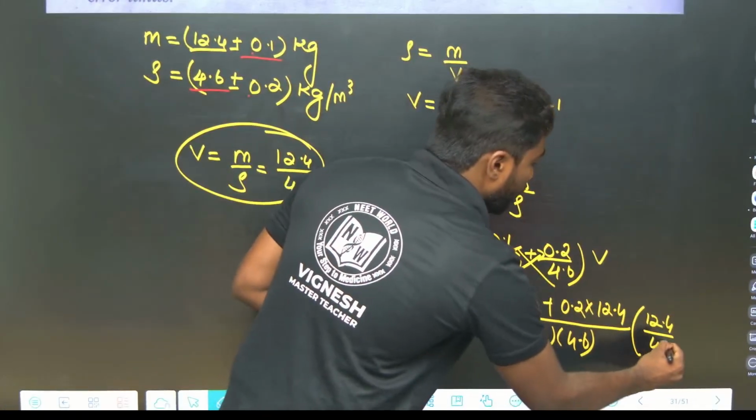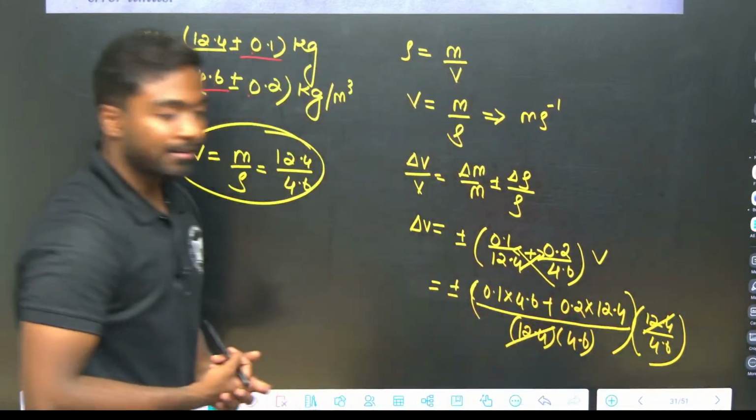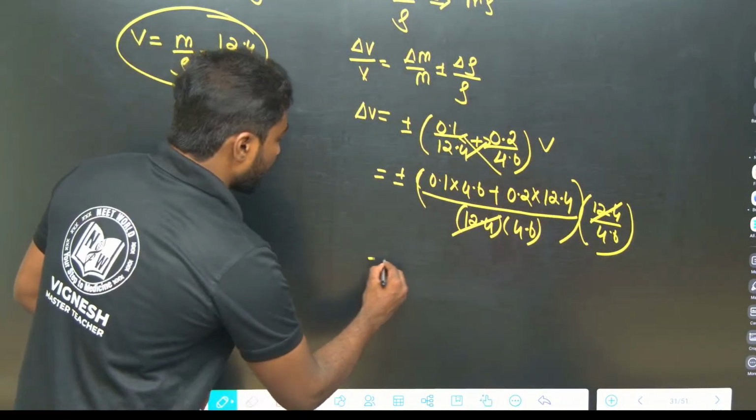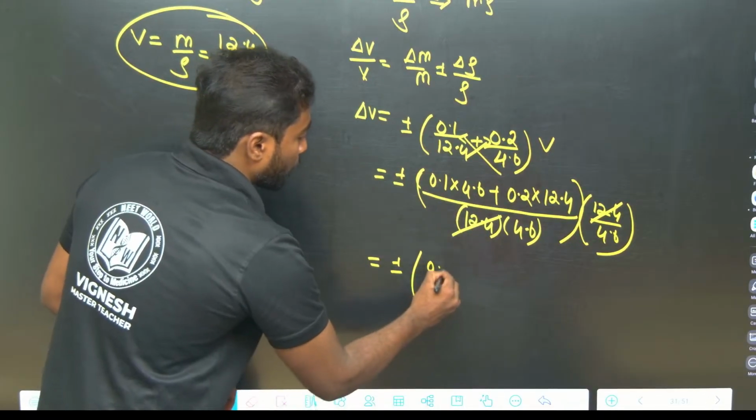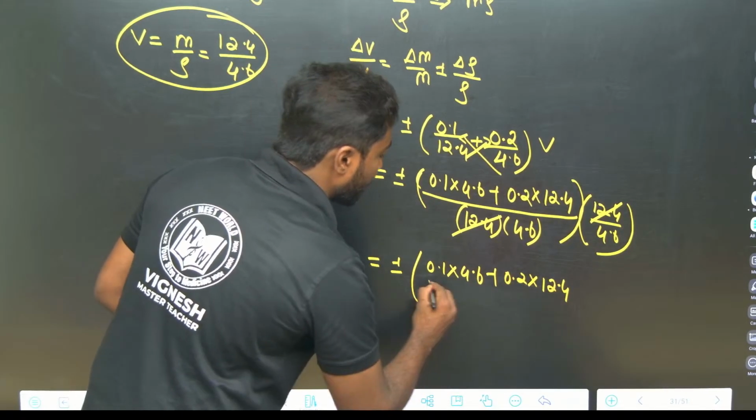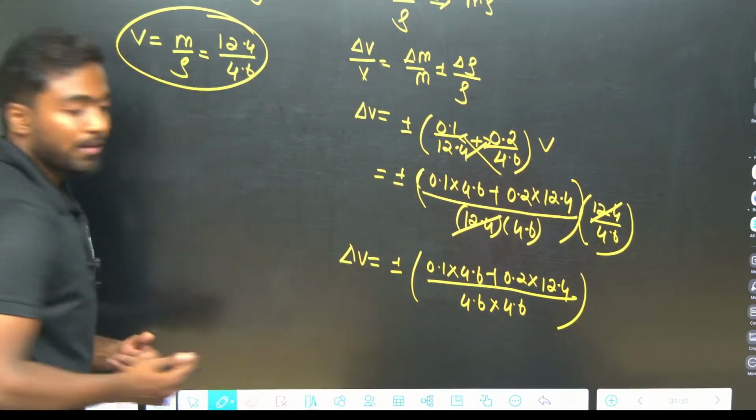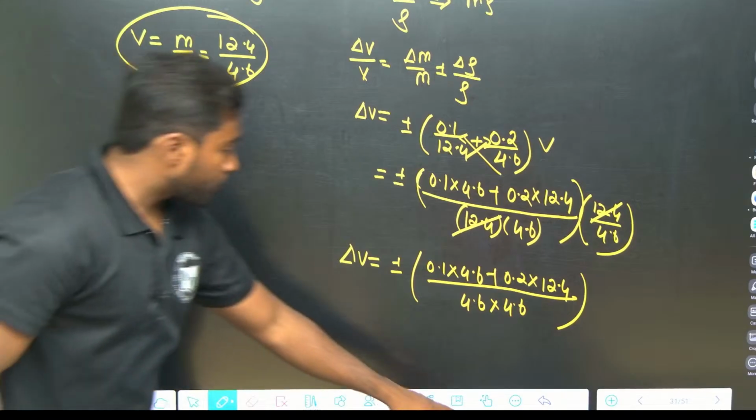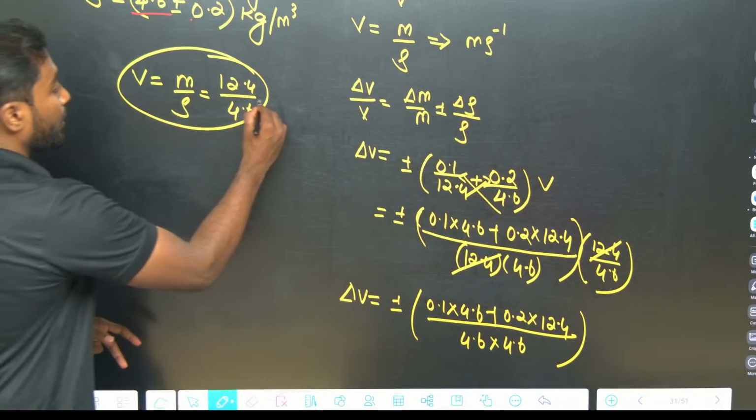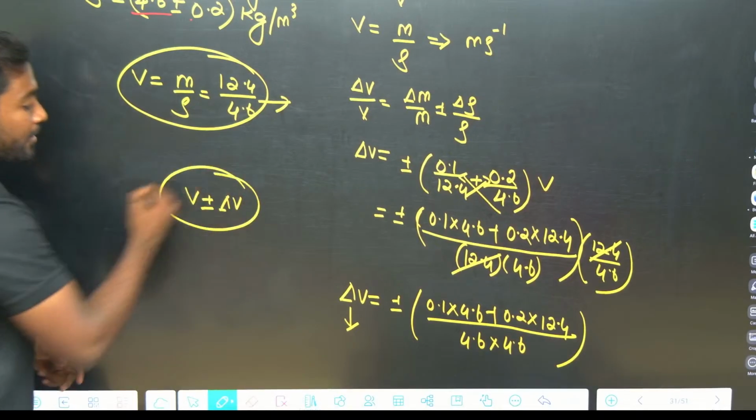12.4 divided by 4.6, right? No. So here 12.4 and 12.4 can be cancelled off, and the remaining things are 4.6, so plus or minus 0.1 into 4.6 plus 0.2 into 12.4, divided by 4.6 into 4.6. So this is the value of delta V. Okay. And what is the value of V we got here? 12.4 by 4.6. So calculate the value of V and calculate the value of delta V, and V plus or minus delta V is the answer we will get.